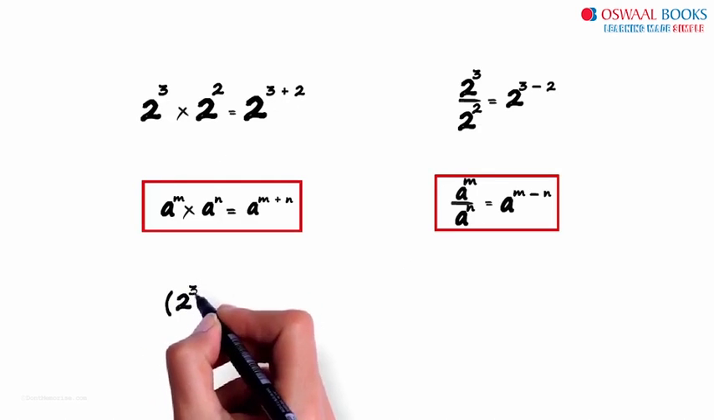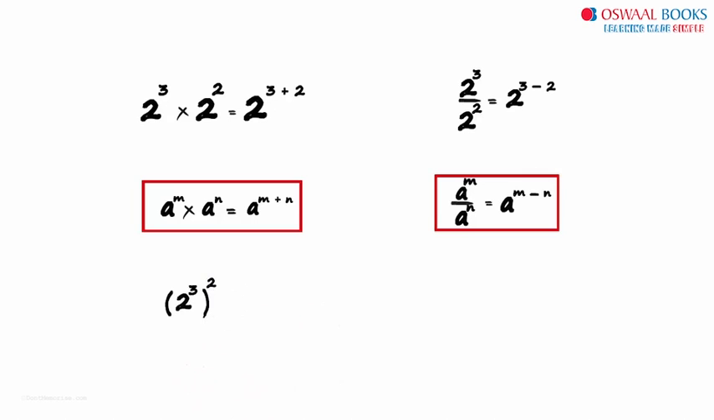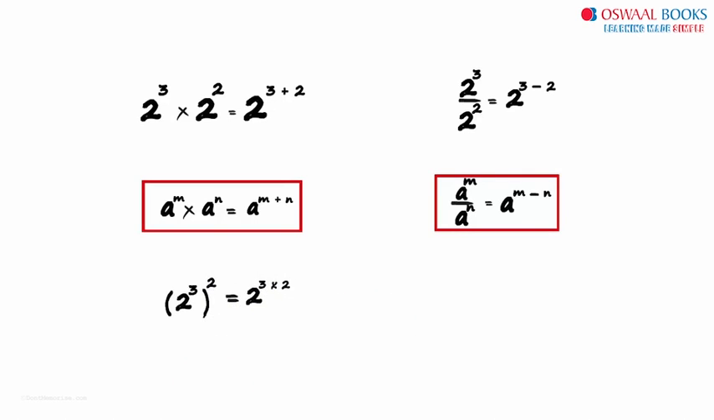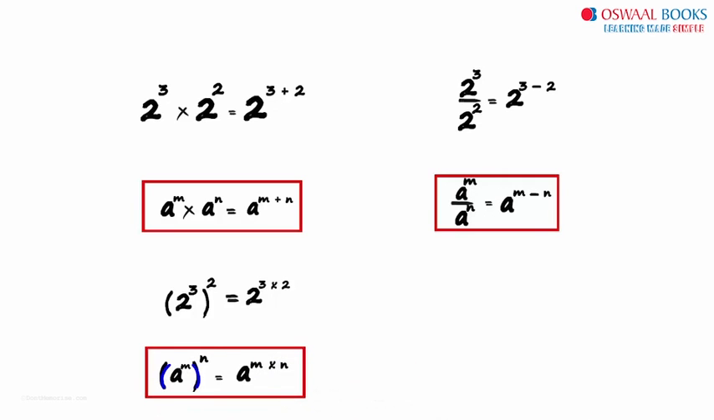2 raised to 3, the whole raised to 2, will equal 2 raised to 3 multiplied by 2. Here we just multiplied the exponents. a raised to m, the whole raised to n, equals a raised to m multiplied by n. Do not forget the parenthesis. Without the parenthesis, it will have a completely different meaning. And here's the last one.